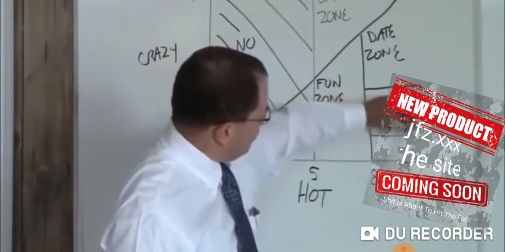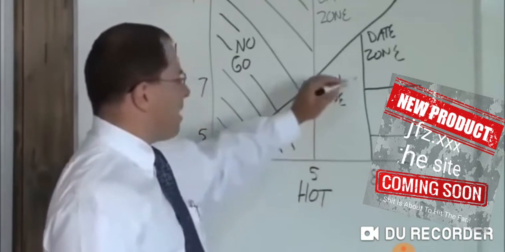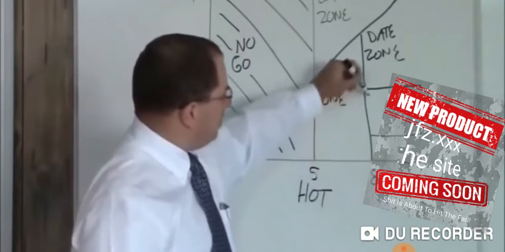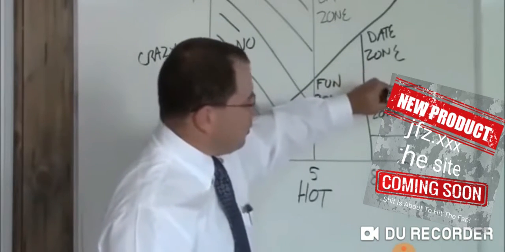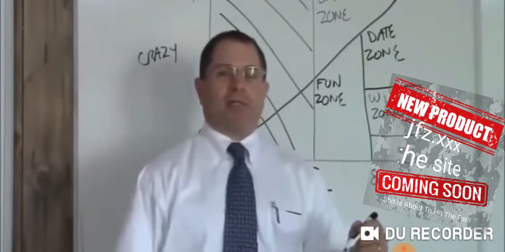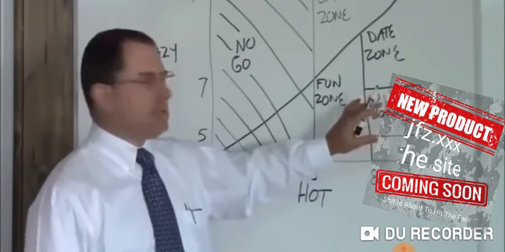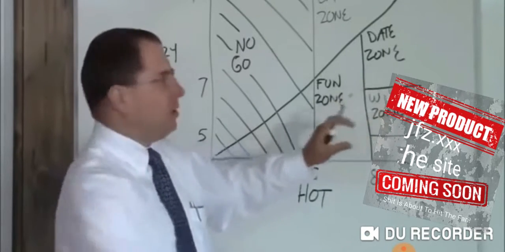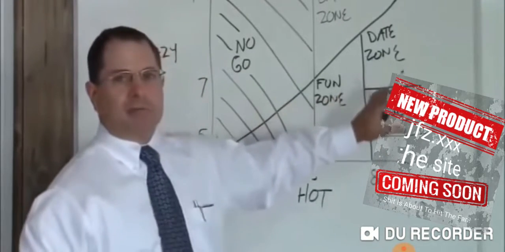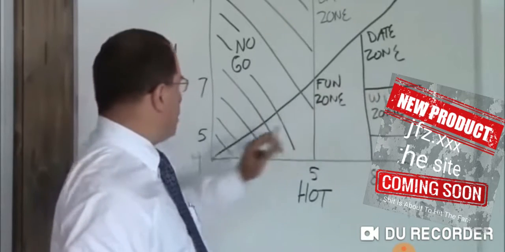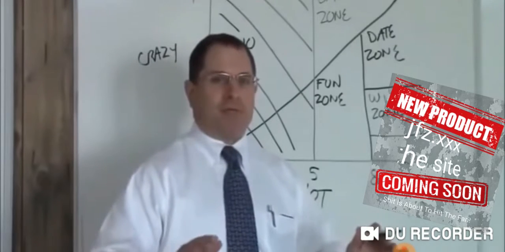Now, above an 8 hot and between about a 7 and a 5 crazy, this is your wife zone. When you meet this girl, you should consider a long-term relationship. This zone is not scaled to size. This is a representation and not an actual. This is not a pie chart showing you how many of these people are out there. This is simply a representation of what you're after. You want to be 5 to 7 crazy, above an 8 hot. That's your wife zone.